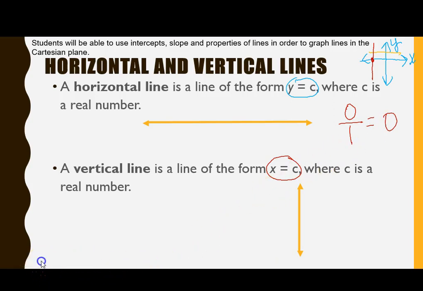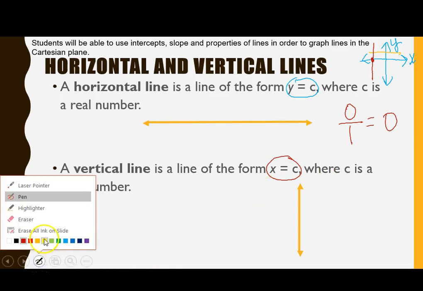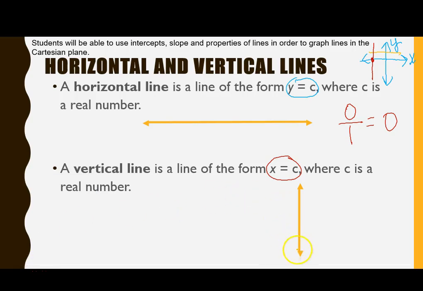Well, if we follow Parrish's example and we look at a vertical line, do we rise at all? Yeah, we always rise. But do we run at all? We don't run at all. So we have 1 divided by 0, which is really undefined because you can't divide by 0.